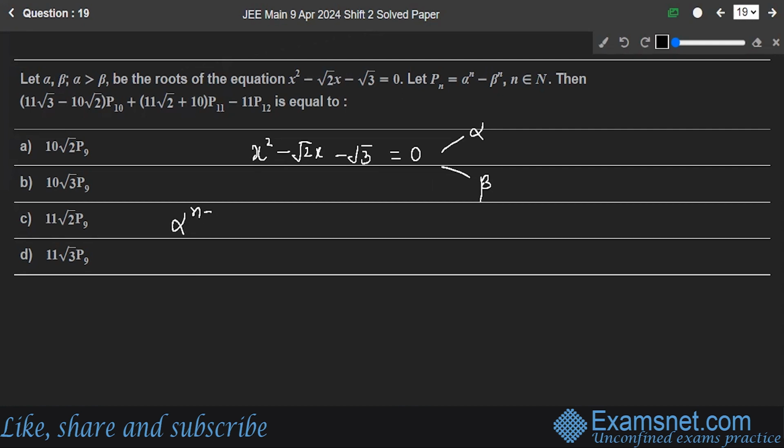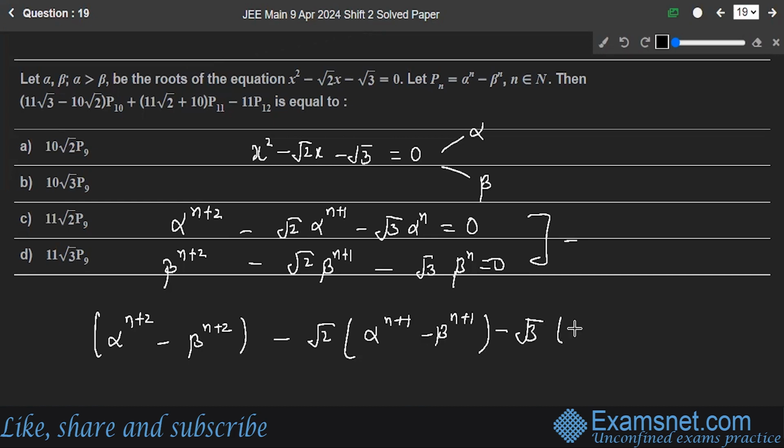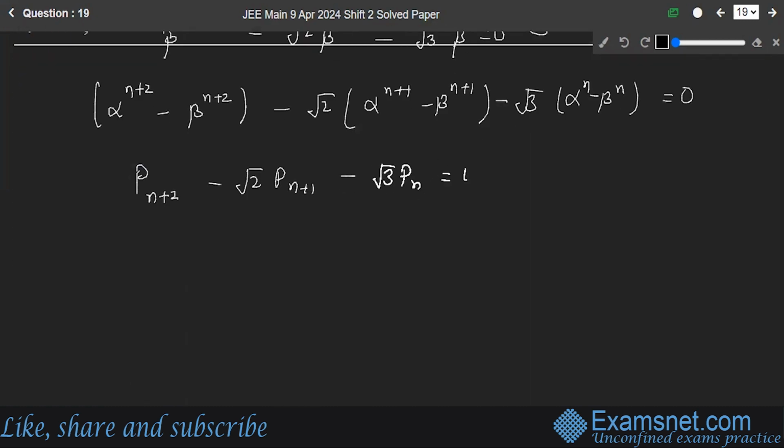In that case, you have alpha power n plus 2 minus root 2 alpha power n plus 1 minus root 3 alpha power n is equal to 0. Also, beta power n plus 2 minus root 2 beta power n plus 1 minus root 3 beta power n is equal to 0. Let's subtract both of them. So you will have alpha n plus 2 minus beta n plus 2, minus root 2 times alpha n plus 1 minus beta n plus 1, minus root 3 times alpha n minus beta n is equal to 0. See, you are given Pn is equal to this. So that means this is Pn plus 2 minus root 2 Pn plus 1 minus root 3 Pn is equal to 0.